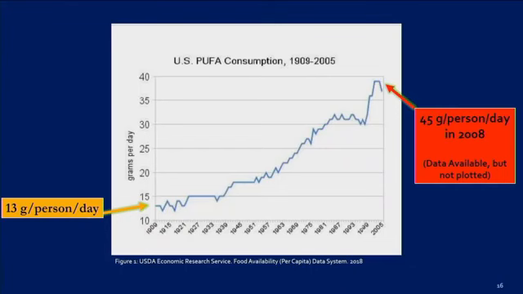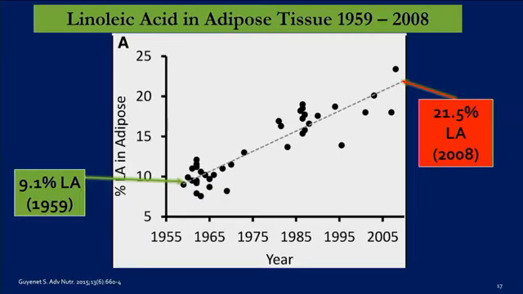So here's PUFA consumption, omega-6 and omega-3 together, from our own USDA: 13 grams a day in 1909, rising to 45 grams a day by 2008. So that's a more than tripling of our PUFAs right there. All right, what does this do to us? So these omega-6s, they accumulate in our fat tissue.